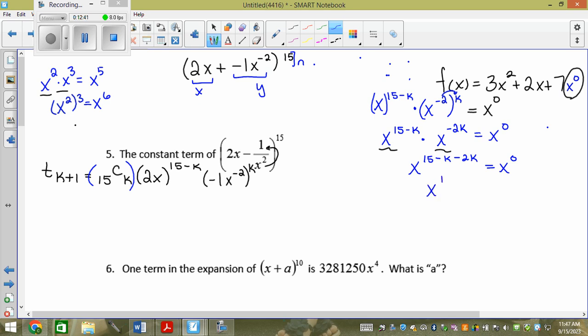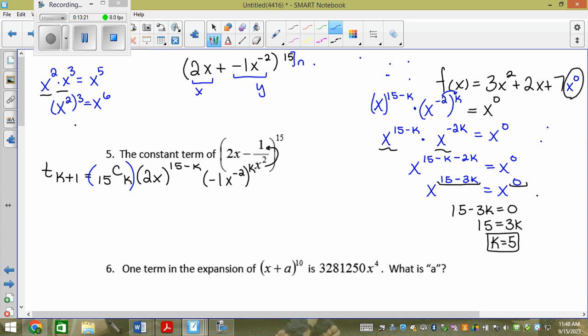Now, I can combine these. I get x to the 15 minus 3k equals x to the 0. Now, what can we say about this? If this is x to a certain exponent and it equals x to another certain exponent, what can you say about those exponents if this is a true statement? They're equal, right? So I have 15 minus 3k equals 0. 15 equals 3k. And what does k equal? 5. And then I can go in and just solve my constant.